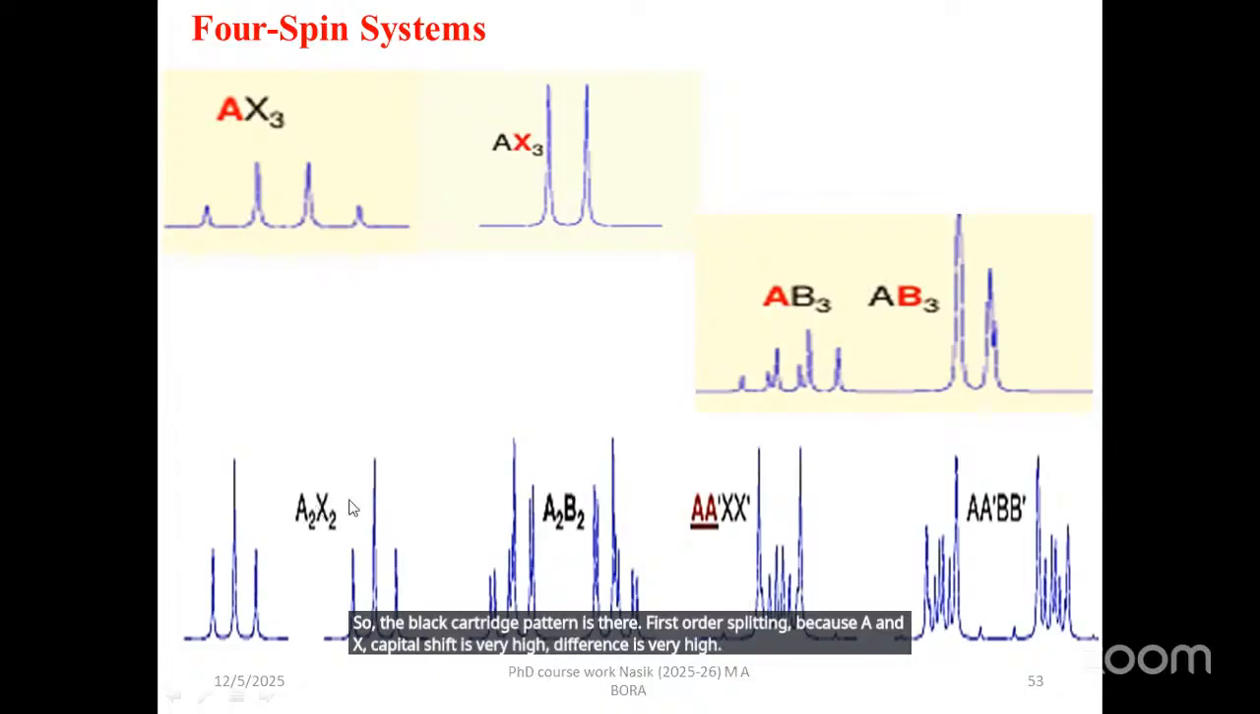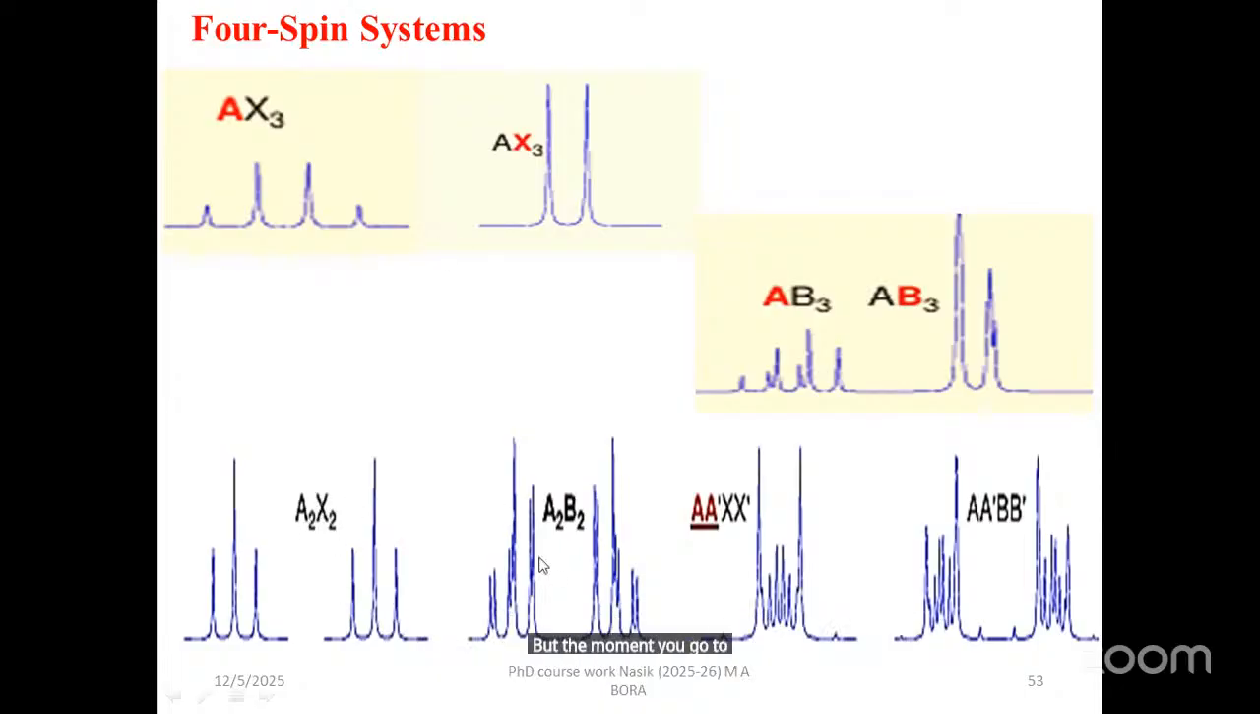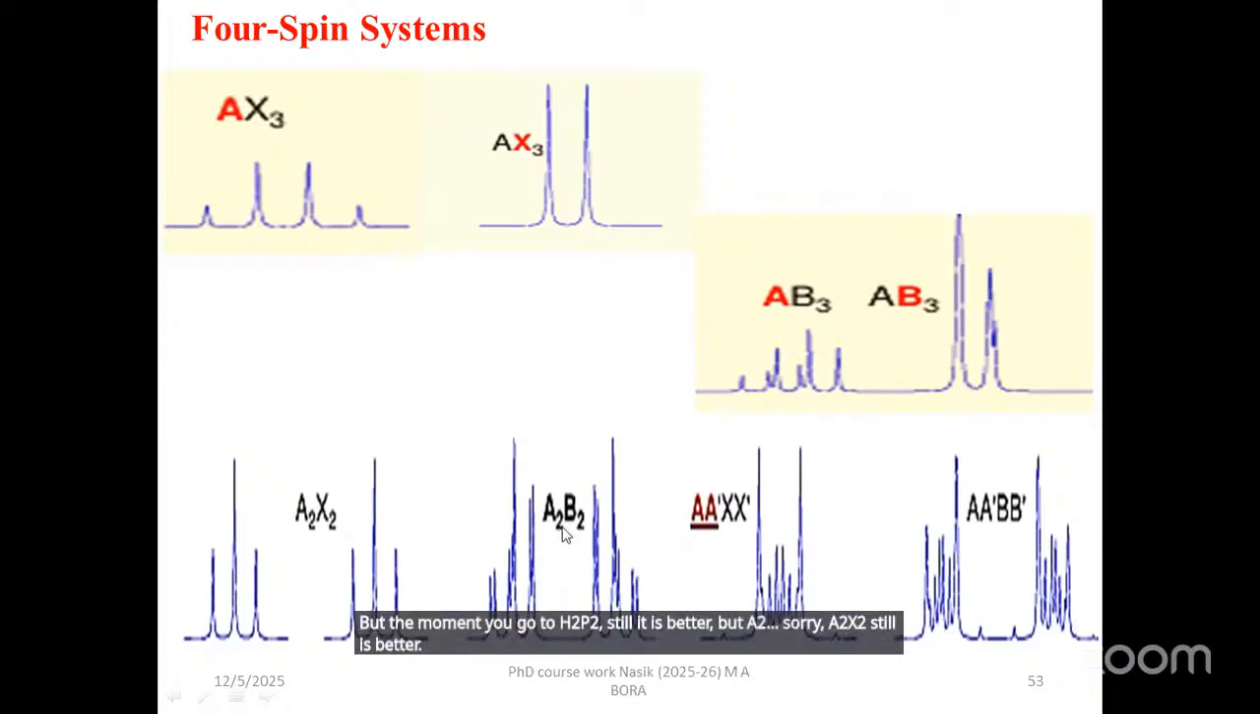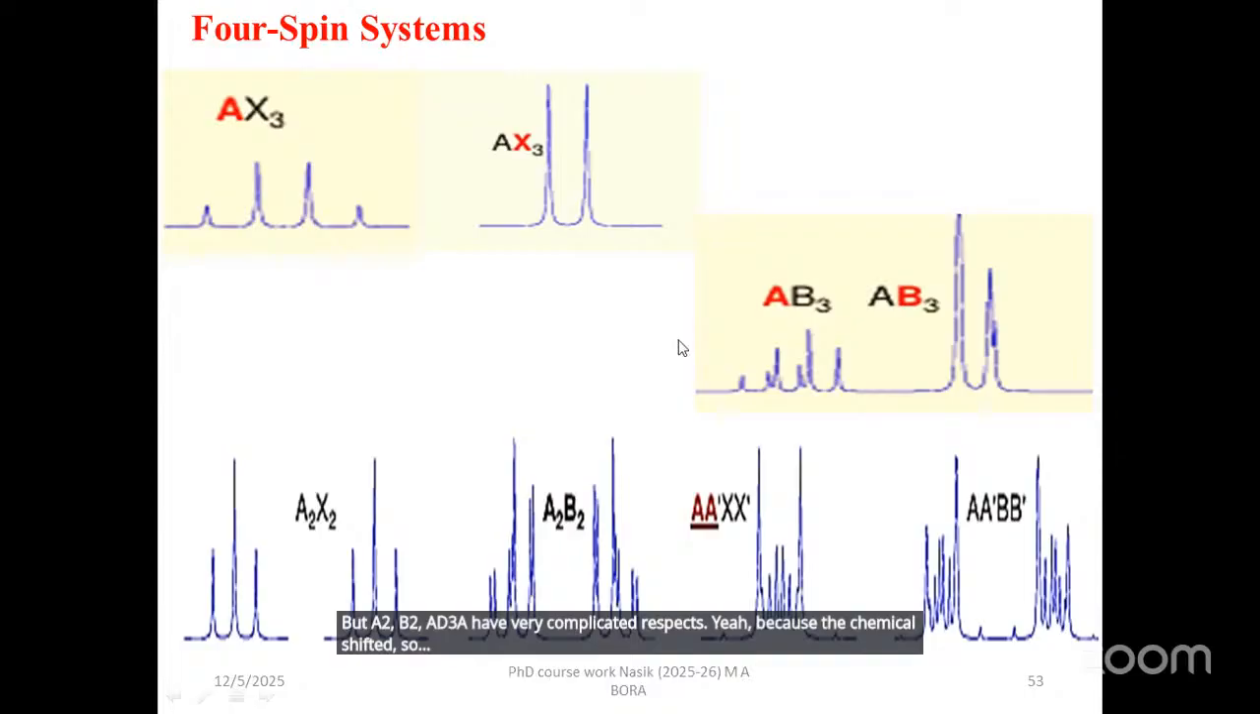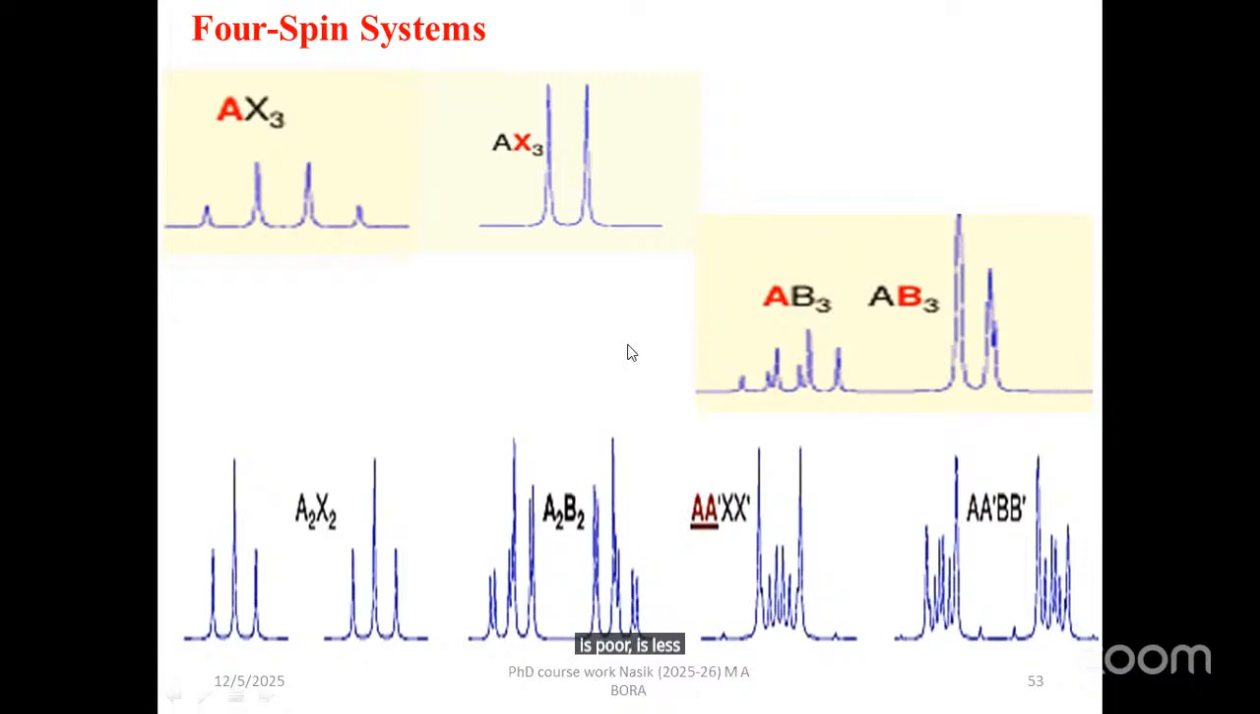But the moment you go to AB2, still it is better. A2X2, still it is better. But A2B2, AB3, they have very complicated spectra because of their chemical shifts. So the nature of spectra is also decided by the ratio of delta nu by J. If the delta nu by J ratio is poor, is less, then the spectra becomes complicated.